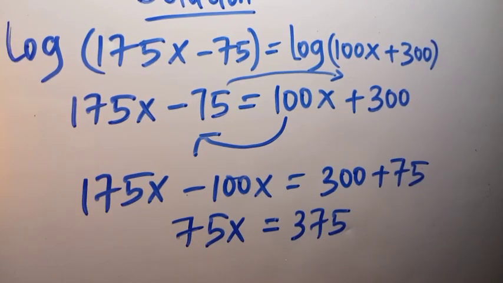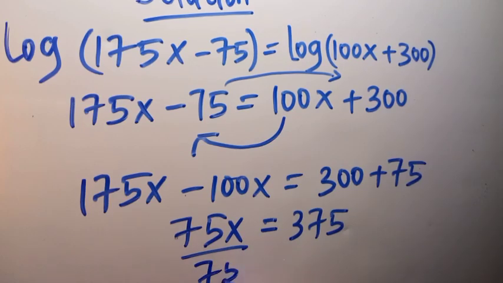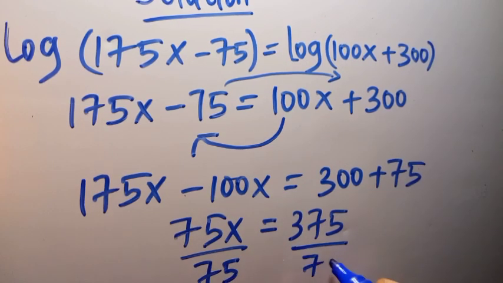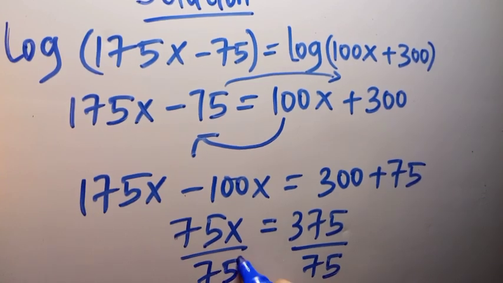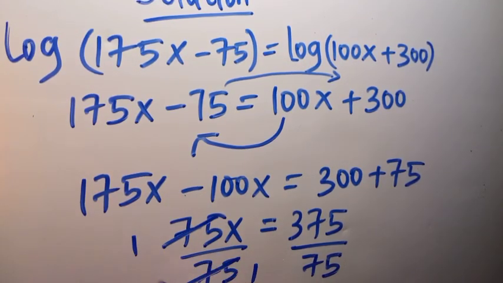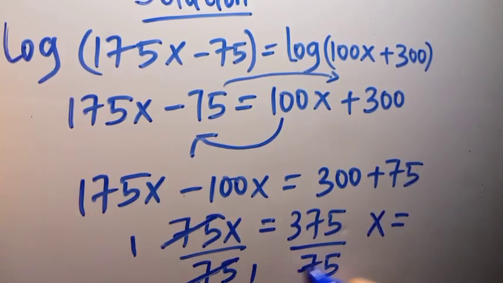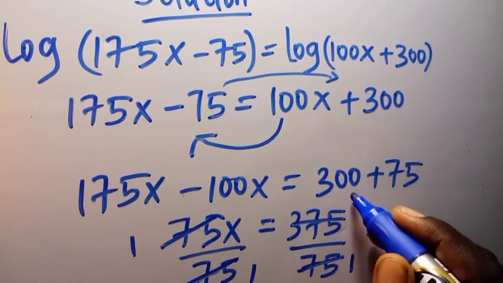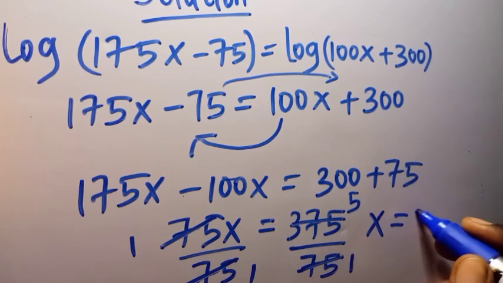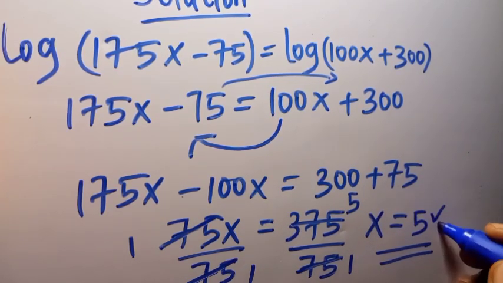And for us to obtain the value of x, we shall divide by 75 on both sides. By 75, 1, by 75, 1. And therefore, the value of x will be, 375 divided by 75, it will be 5. And therefore, the value of x is 5.